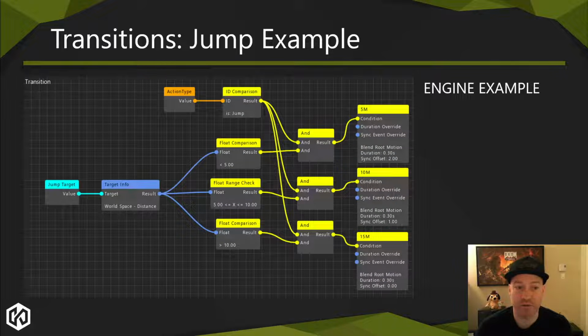This is also an area where you can see, for example, our transition conditions potentially reuse a bunch of information. For example, the ID comparison is used in 3 transitions. The target info is also used in 3 transitions. This is again where the value caching comes into play. For example, the first time I evaluate the 5-meter condition, that frame, the ID comparison and target info will be cached, and the 10 and the 15 won't need to do that work. You'll just have the value directly there.